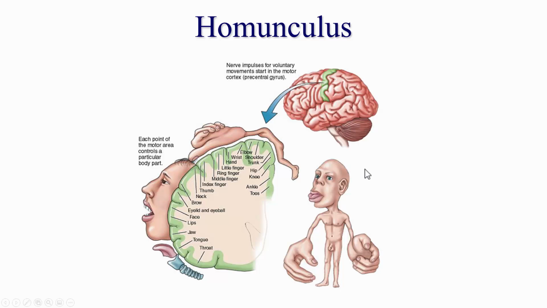Okay, then we see this little guy here. He is a homunculus. So what the heck is a homunculus? Well, homunculus literally means little man. Okay, that's what that means. And so if we do a coronal or frontal slice through the brain, right through that precentral gyrus, and what did I say the precentral gyrus was? Oh yeah, it was your motor sensation. Well, we're going to be able to map out what area of the brain controls what part of the body.